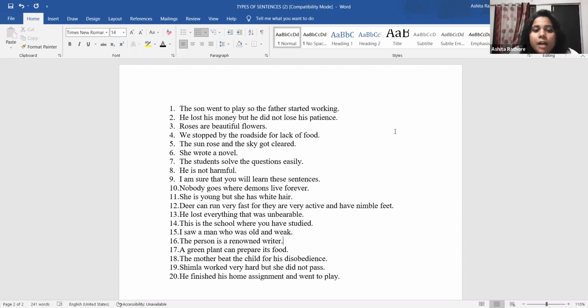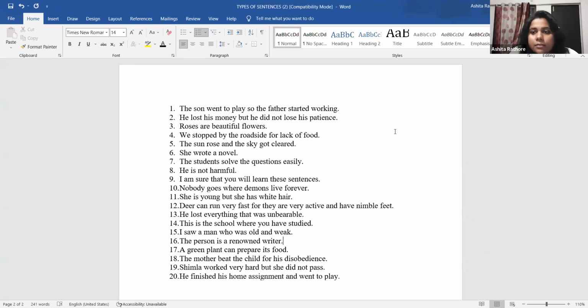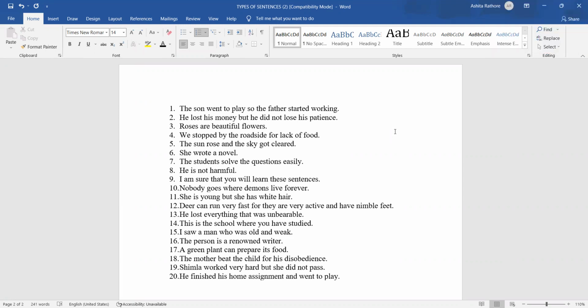A green plant can prepare its food. A green plant being a subject, can prepare its food is the predicate. One subject, one predicate. Simple sentence. Yes. Next one, 18. Khushi. Ma'am, it will be a compound sentence.